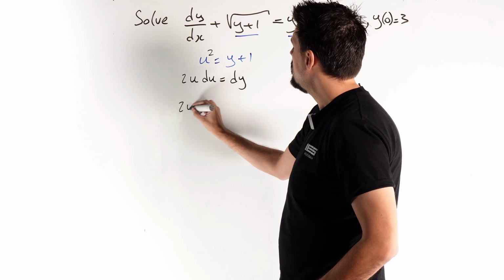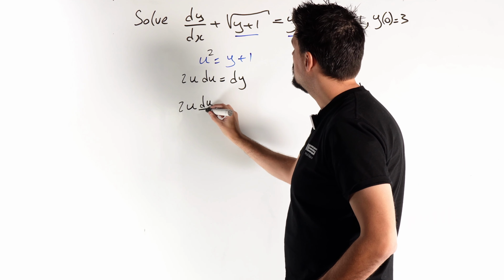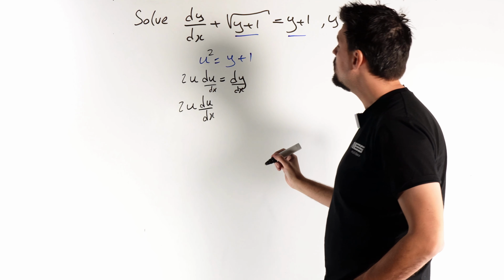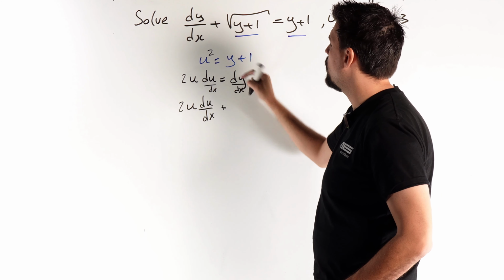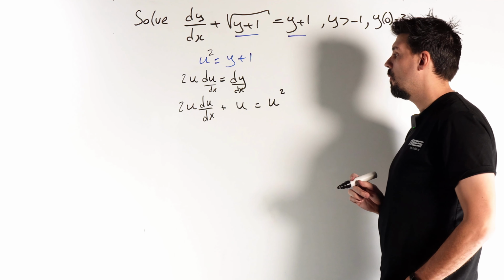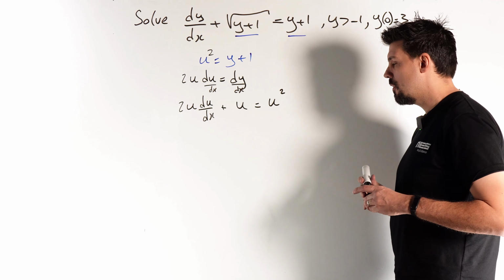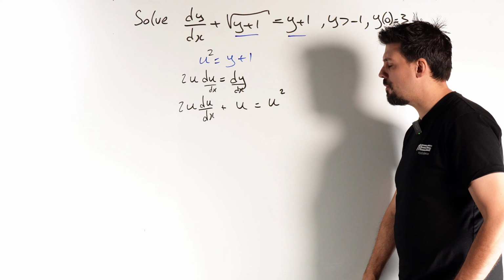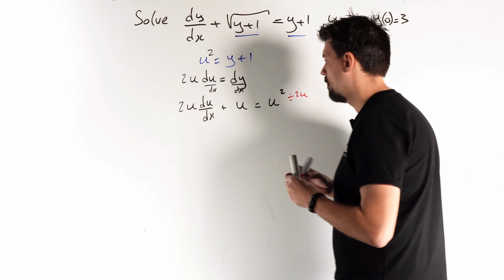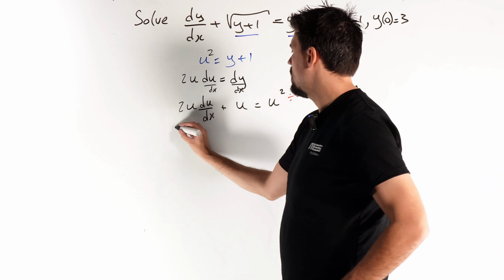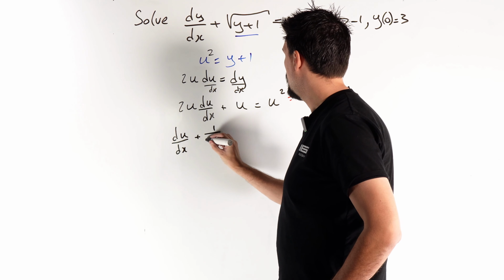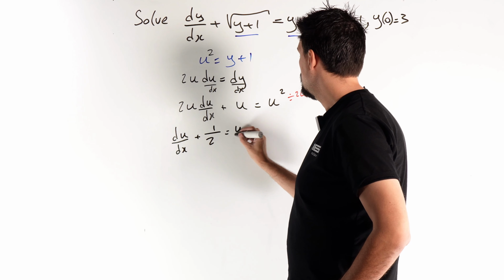We end up with 2u du/dx. Let's put the dx's in. 2u du/dx plus square root of y plus 1, so that's going to be u, is equal to u squared. Ooh! Because what can I do now? I can divide everything by 2u. And I end up with du/dx plus a half equals u over 2.